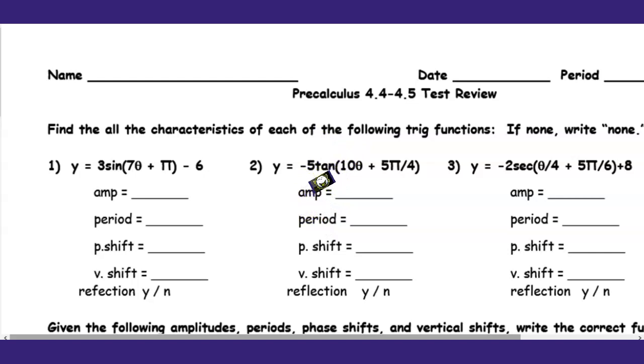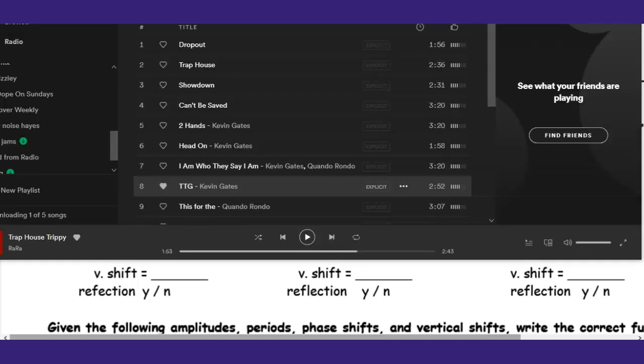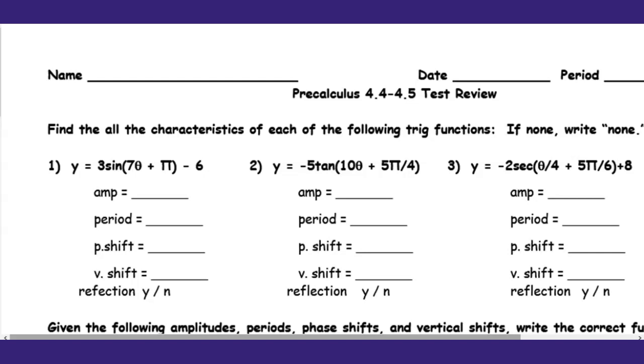Looking at this first problem right here, guys, it says find the amplitude, period, phase shift, and vertical shift of each of the following trig functions. If none, write none. On this first example here, it says y equals 3 sine of 7 theta plus pi minus 6.